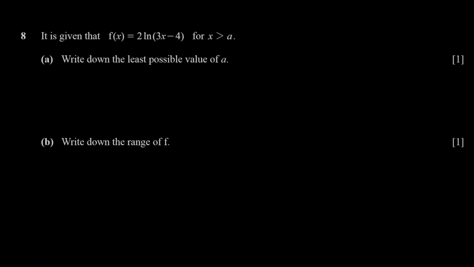Okay, guys, so here we are in question 8, which is a functions question. It is given that f of x is equal to 2 ln(3x minus 4) for x greater than a. We want to write down the least possible value of a. Now, essentially, you just need to know this.